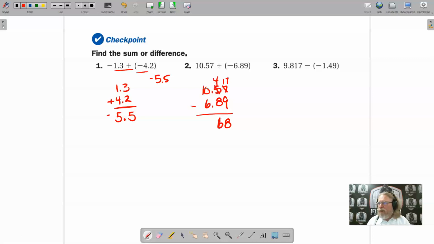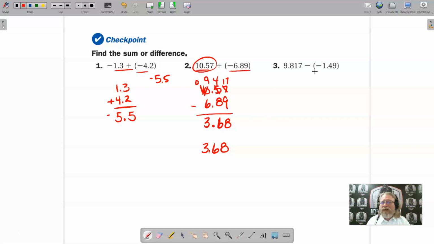And we had to borrow also to get from over to there, right? So this would have been 9. This goes to a 9. That goes to a 0. So I end up with 9 minus 6 is 3. And I need my decimal, keep my decimals lined up. And the 10 has a greater absolute value than the negative 6.89. So the 10 is positive. So in this case, our answer is going to be positive as well. So it's going to be positive 3.68. On the next one here, it's subtraction.